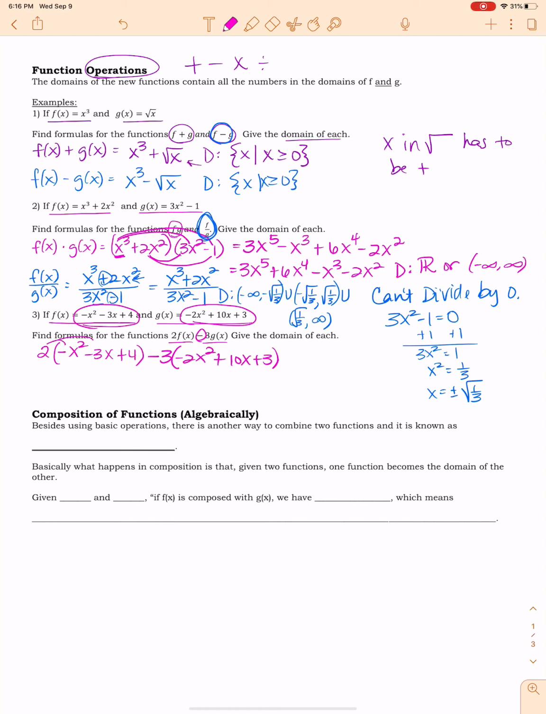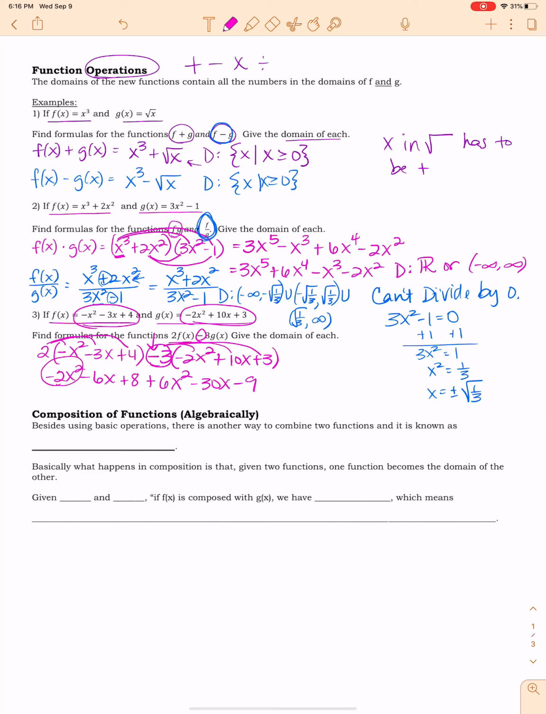So I'm going to distribute my 2 to each of these terms, so that gives me negative 2x squared minus 6x plus 8. Be careful, this is a negative 3. The whole thing gets distributed to all 3 of these terms. So negative 3 times negative 2 is positive 6x squared. Negative 3 times 10x is negative 30x. Negative 3 times 3 is negative 9. And now I'm going to combine like terms.